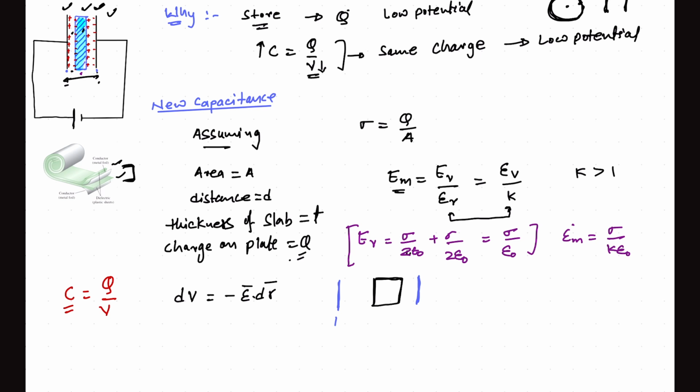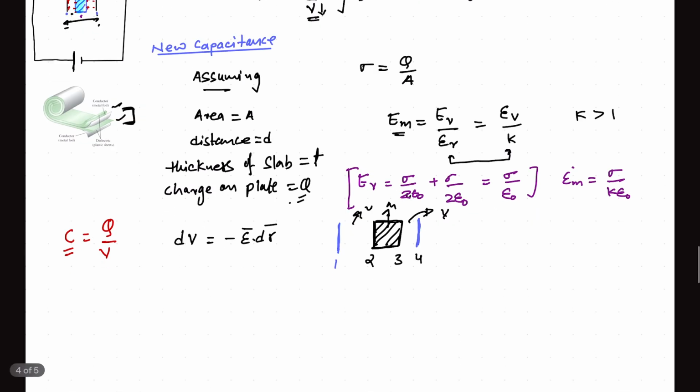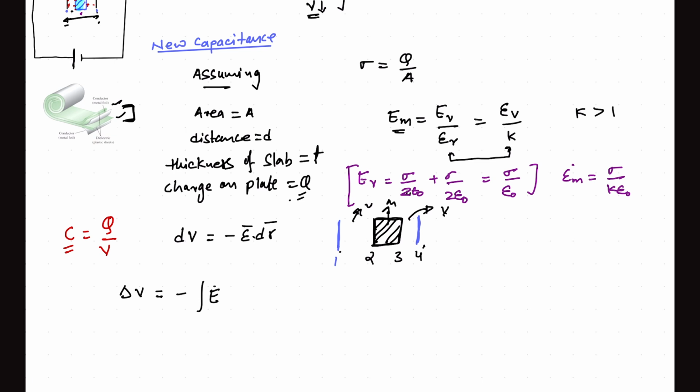So let me give the points. This is our first point, this is our second point, third point and fourth point. So between point 1 to point 2 in this space we have vacuum. This is a dielectric medium between point 2 to point 3, and point 3 to point 4 is again vacuum. So if you want to find out the potential difference between point 1 and 4, we need to do the integration from 1 to 4. So the total potential difference will be minus the integral of E vector dot dr vector from point 1 to point 4.